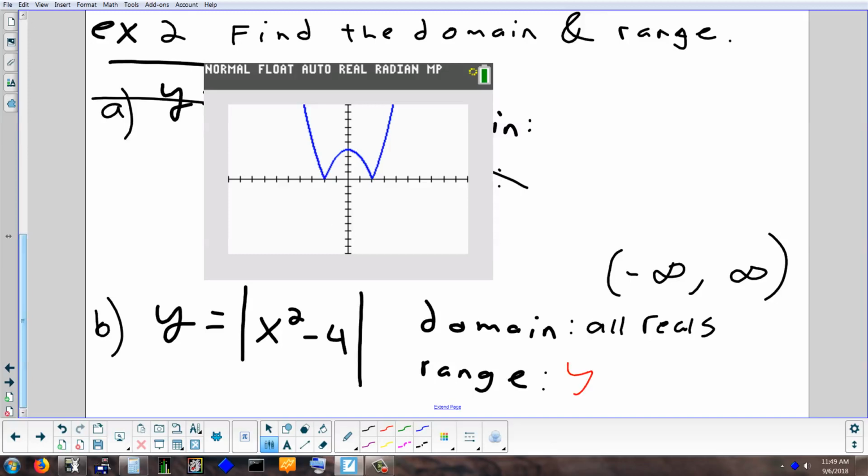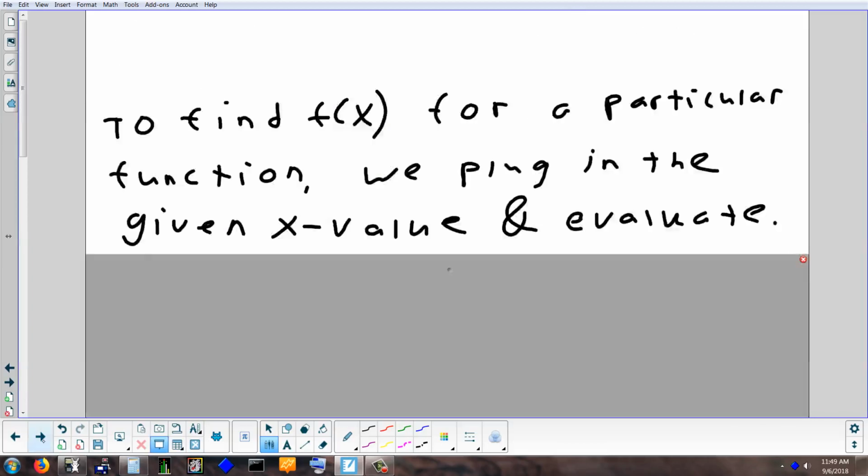So the range is any number from zero up. These two lines, or sides of the parabola, they just keep going. So from zero to infinity. Okay. Any questions on that? All right.